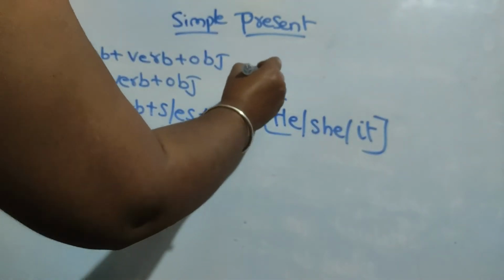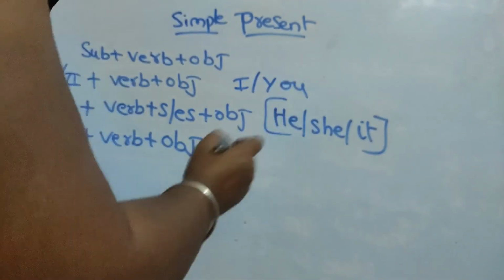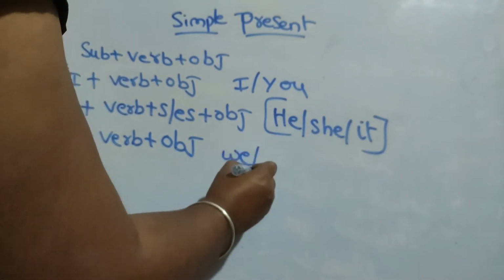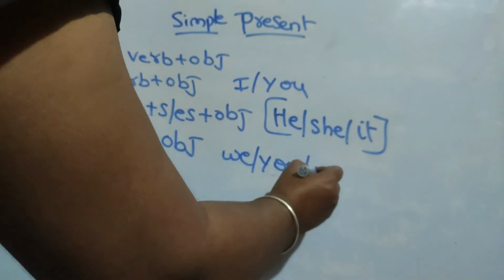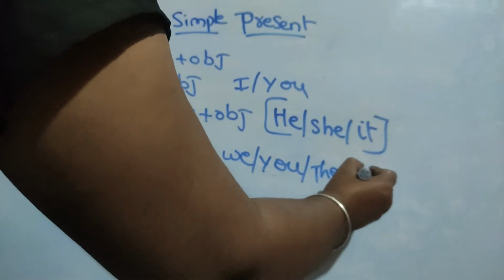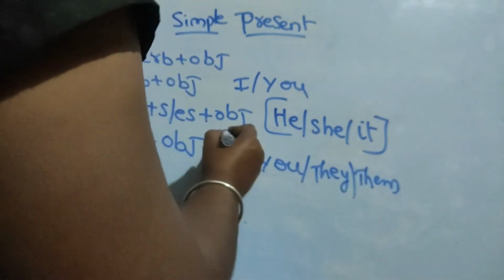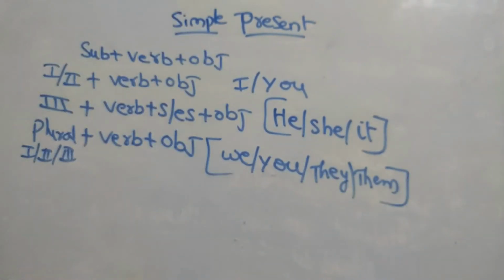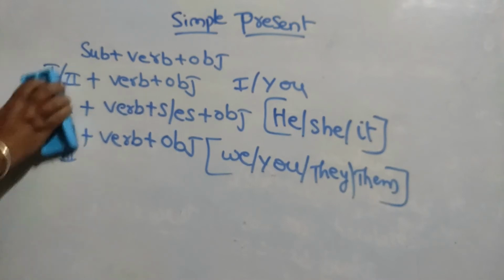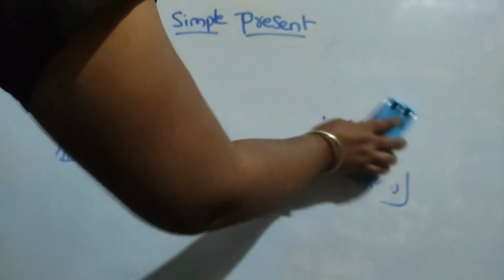This is I and you. This is we, you, they, them. Got it, right? So next time whenever we are talking in simple present, we need to check the verb, how we are talking. So now we'll go for the examples. What we have, simple present examples.